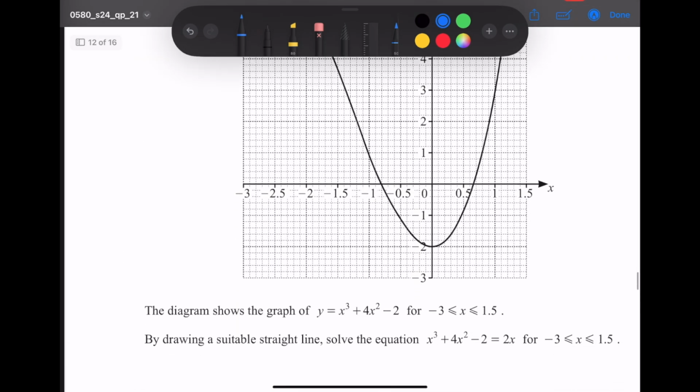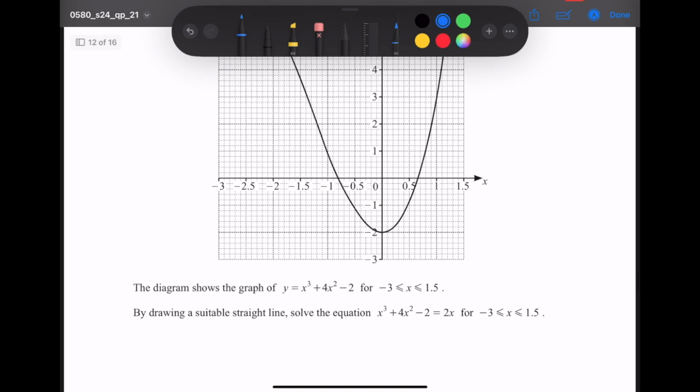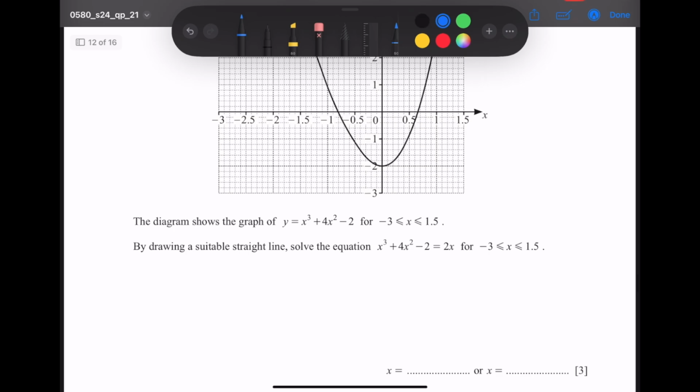For question 18, the diagram shows the graph of y equals x cubed plus 4x squared minus 2 for the domain of negative 3 less than or equal to x less than or equal to 1.5. By drawing a suitable straight line, the straight line being any line that follows y equals mx plus c, solve the equation x cubed plus 4x squared minus 2 equals 2x for the domain negative 3 less than or equal to x less than or equal to 1.5.